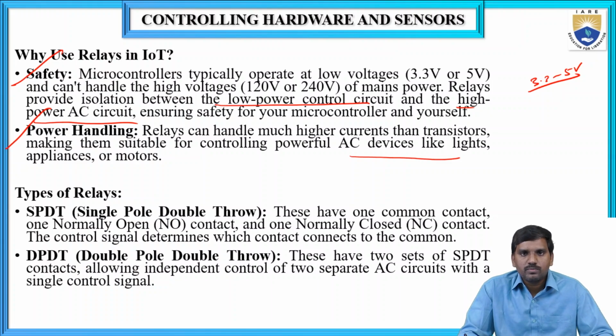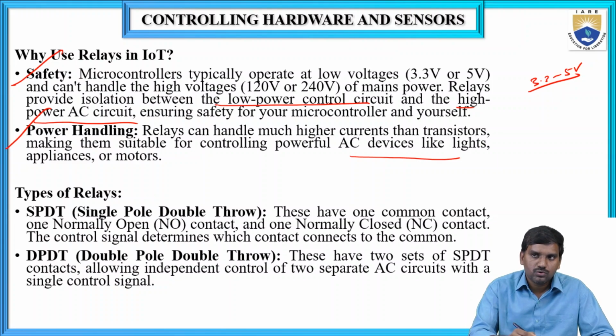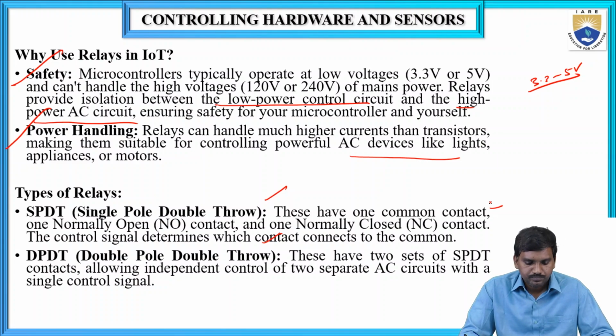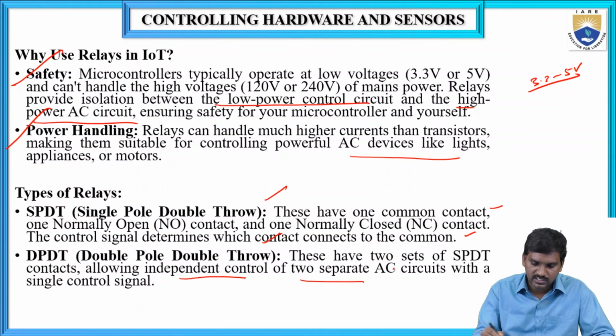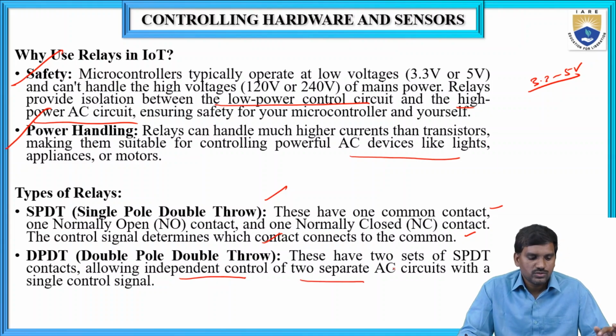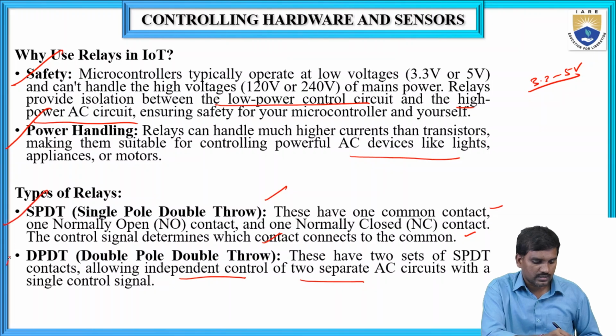And types of relays. How many types of relays are there? SPDT and DPDT. Single pole double throw and double pole double throw. So here this has one common contact, a normally open NO contact and a normally closed contact. The control signal determines which contact connects to the common. The next one, double pole double throw. These have two sets of SPDT contacts, allowing independent control of two separate AC circuits with a single control signal. So these are the two types of relays.